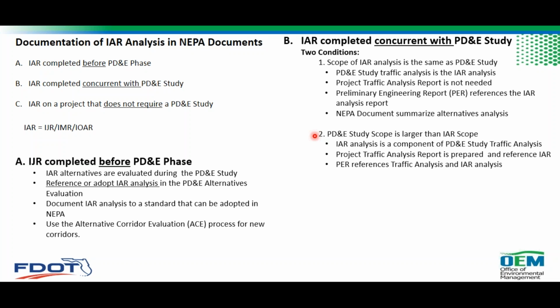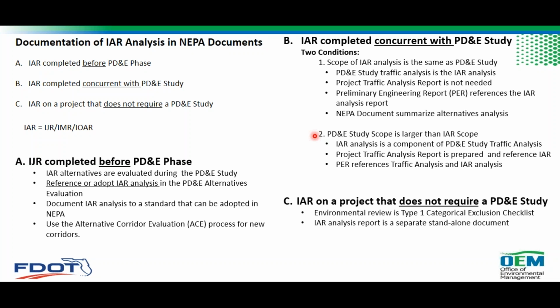I would say probably 4 out of 10 projects that we have reviewed have traffic that does not match. So make sure that the traffic volumes are the same regardless. And to do that, you have to first develop the corridor traffic and then zoom to the IAR scope. PER, of course, we reference the traffic analysis and IAR analysis as appropriate.